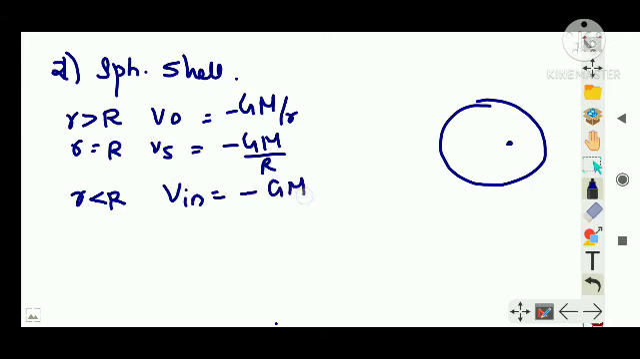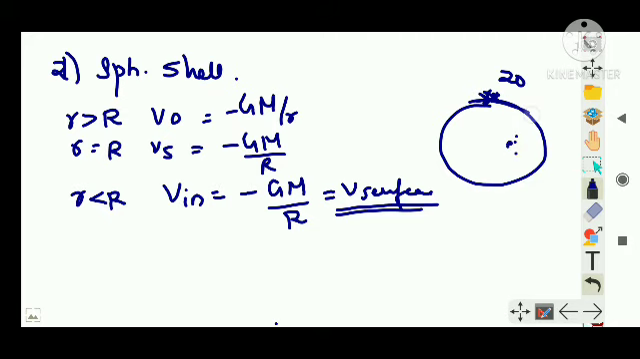This is very important. In the case of a spherical shell, if the potential on the surface is something, suppose it is 20, then the inside part also has the same potential. Once the potential is distributed on the surface, the same work is to be done if you are trying to bring a mass inside, right? Clear? So it is not like the electric field. The electric field in the case of a hollow shell is 0 inside, but that is not similar here. Here the potential inside as well as on the surface has the same magnitude.